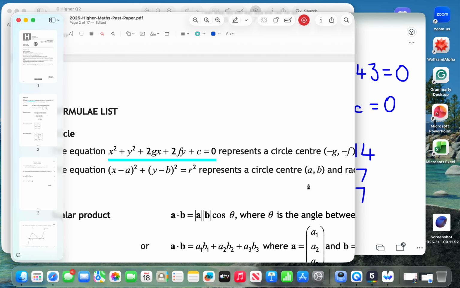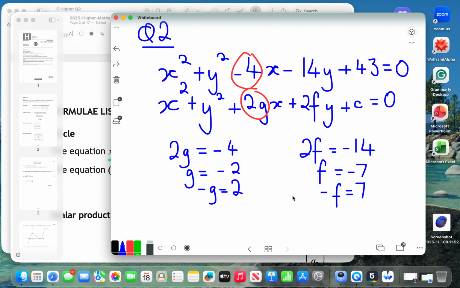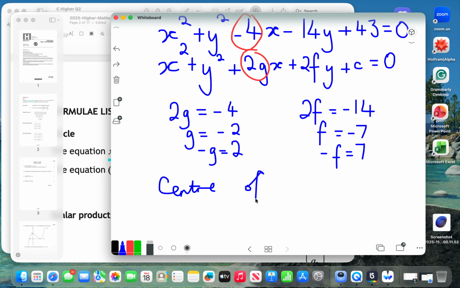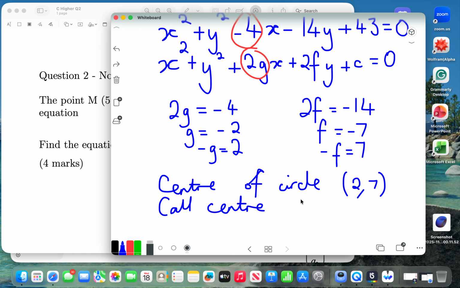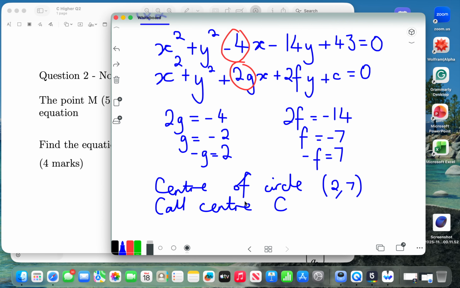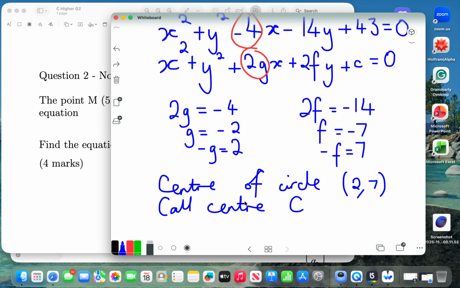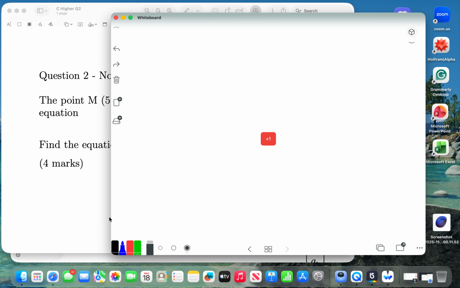The centre is (-g, -f), so the centre of the circle is the point (2, 7), and I'm going to call the centre C. Anytime we want to refer to this point, we call it C. So we have that, and what we now have to do is find the gradient of the radius that goes from the centre to the point M.